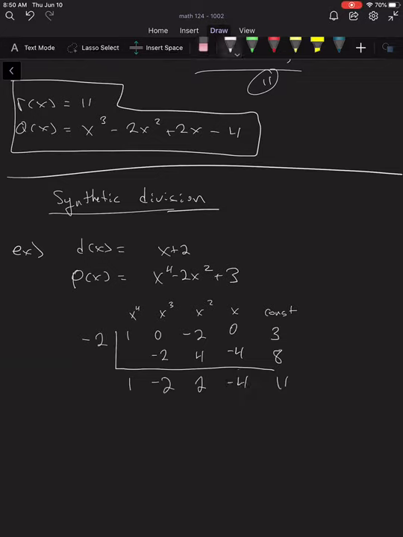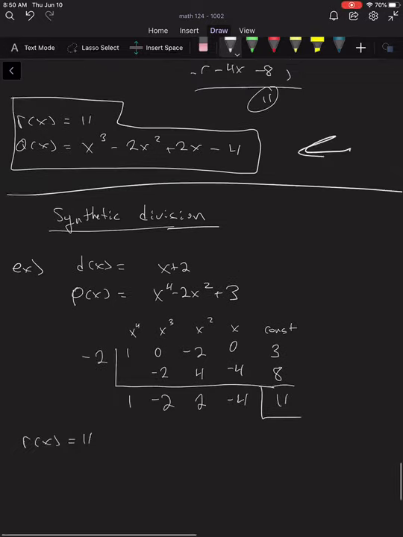So this last number, we always put it in a little box like that, and that's always going to be our remainder. So our remainder is always the thing at the very end, which is going to be 11, which is what we got in the previous problem up here.